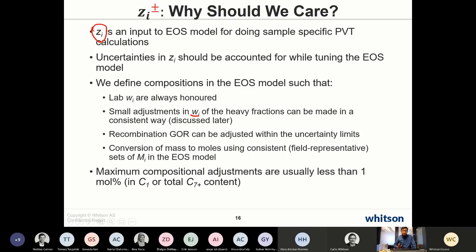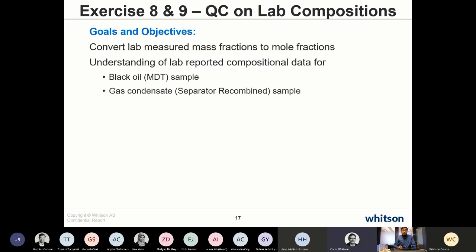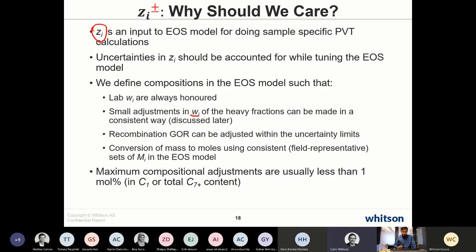Yeah, and usually the rule of thumb for us internally, when we do these compositional adjustments, is that they are usually very small, less than 1 mole %, for example, in the methane or the total C7 plus content, which is usually the component that exists in the largest amount. Yeah. So now maybe I could just give an interesting historical commentary about these compositional adjustments.